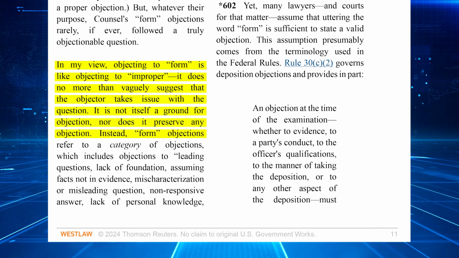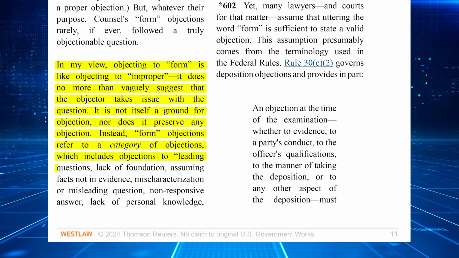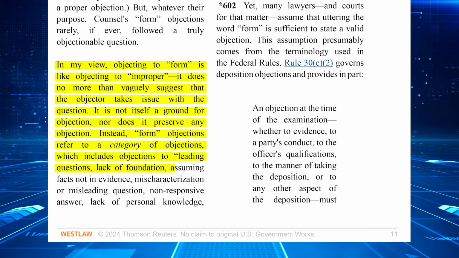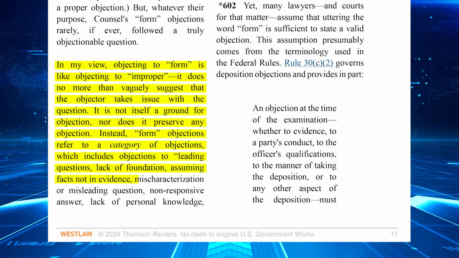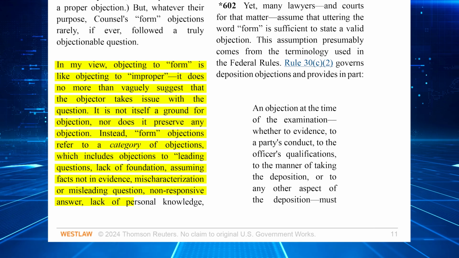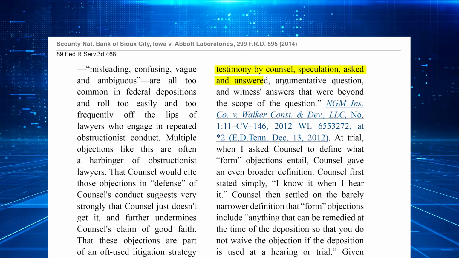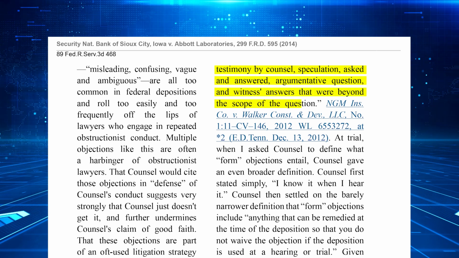Instead, form objections refer to a category of objections which includes objections to leading questions, lack of foundation, assuming facts not in evidence, mischaracterization or misleading questions, non-responsive answer, lack of personal knowledge, testimony by counsel, speculation, asked and answered, argumentative questions, and witness answers that were beyond the scope of the question.